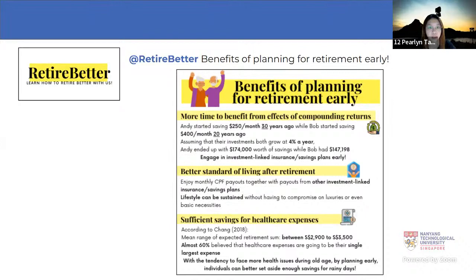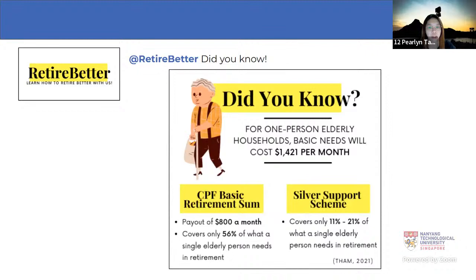Did you also know that for a one-person elderly household, basic needs would cost $1,421 per month? However, the CPF basic retirement sum only pays out $800 per month, and the Silver Support Scheme only covers 11-21% of what is needed. Hence, the amount paid out per month is insufficient and cannot be solely relied on. Adequate planning and savings would better enable retirees to sustain their lifestyles.